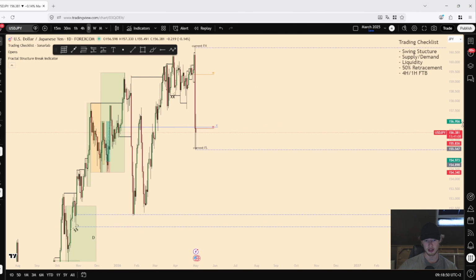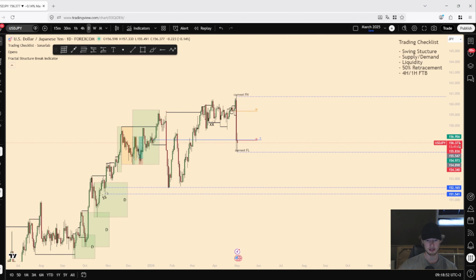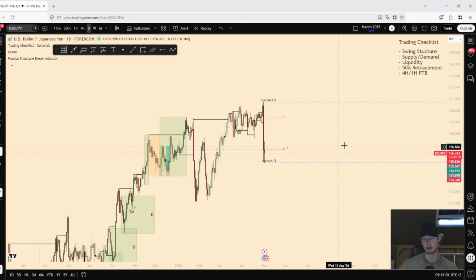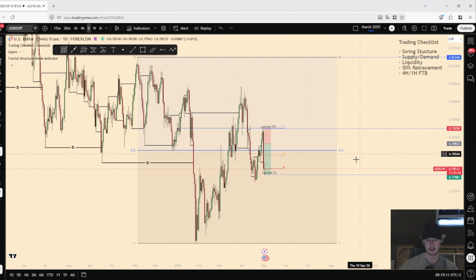If we go to the daily now, what we can see is that we're taking out a lot of the liquidity that's still situated over here. Let's see what we can get on USD JPY, but I'm not really comfortable with trading the JPY pairs in the coming period, because I really want some clarity on what's happening on the JPY pairs.